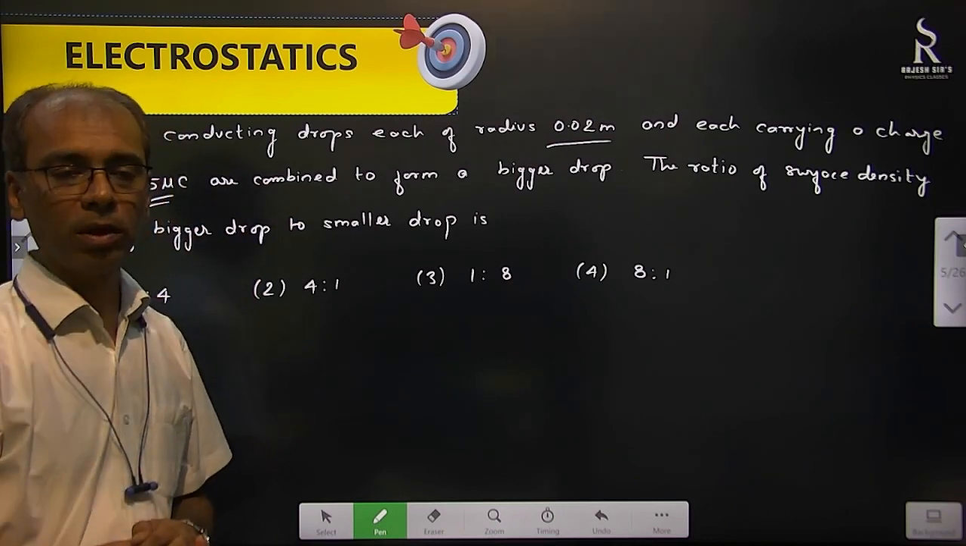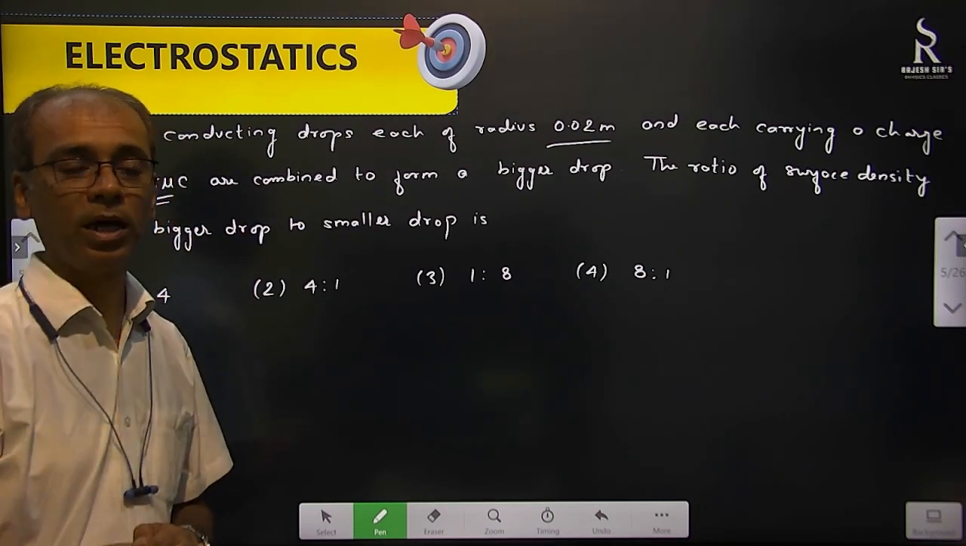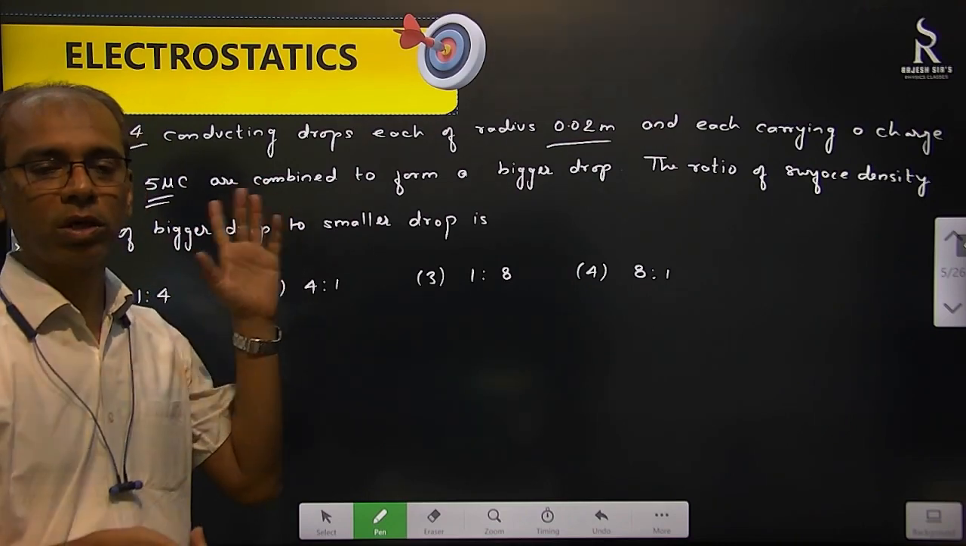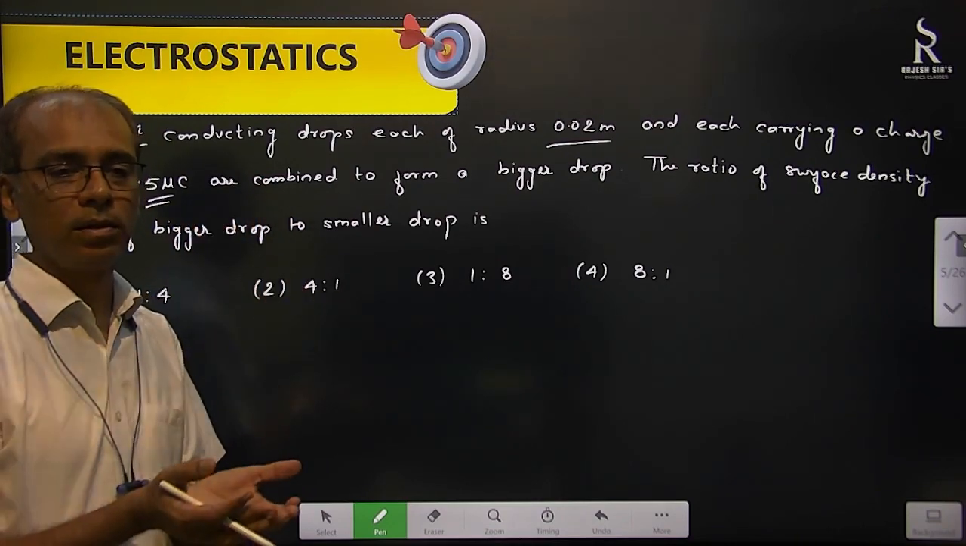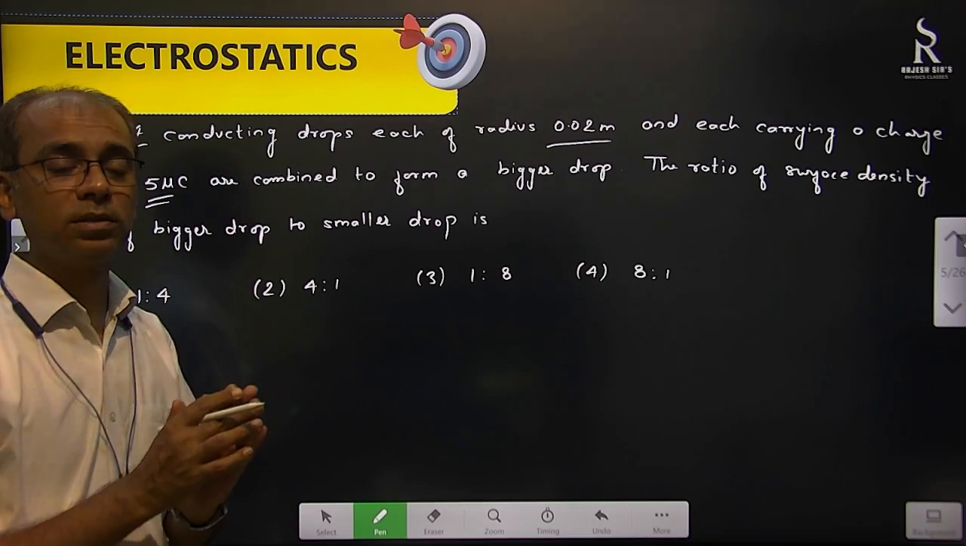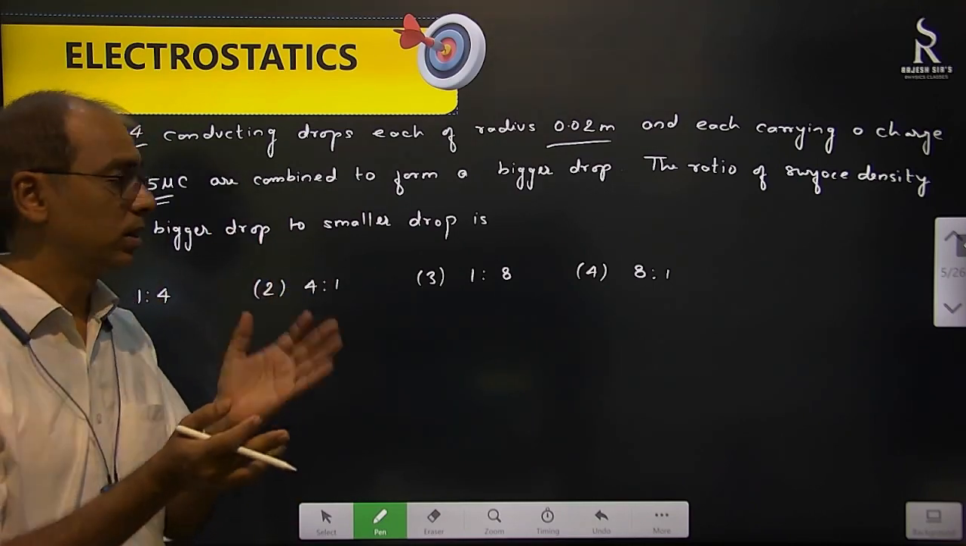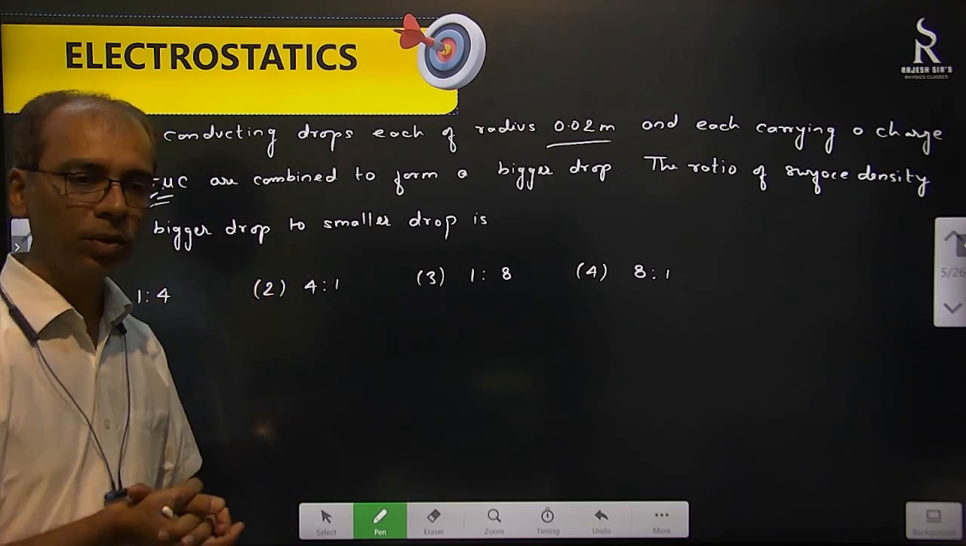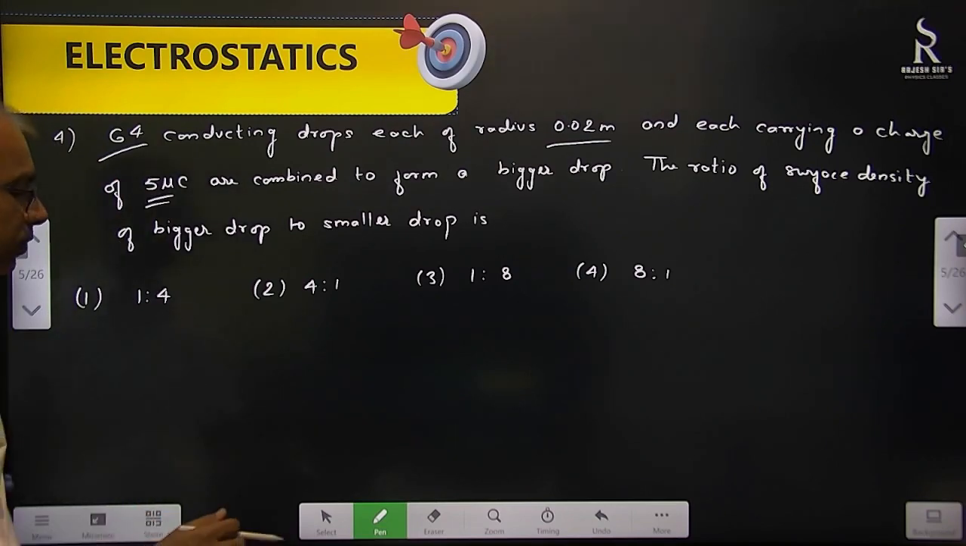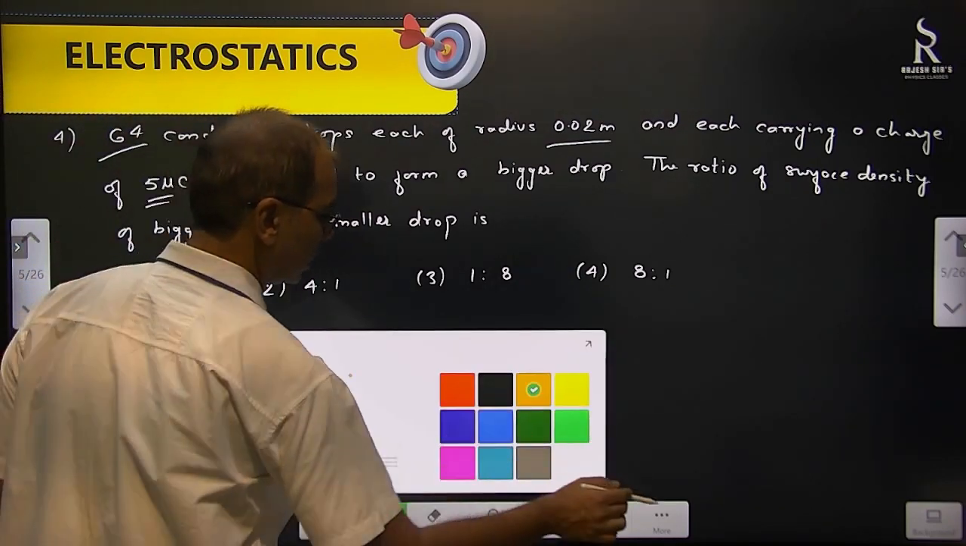Surface density means what? Sigma. Sigma is what? Charge by area. So he is talking about a drop. Drop means a sphere. So charge by surface area, that means 4 pi r square, he is asking. Okay. Let's understand the question first and then let's start.